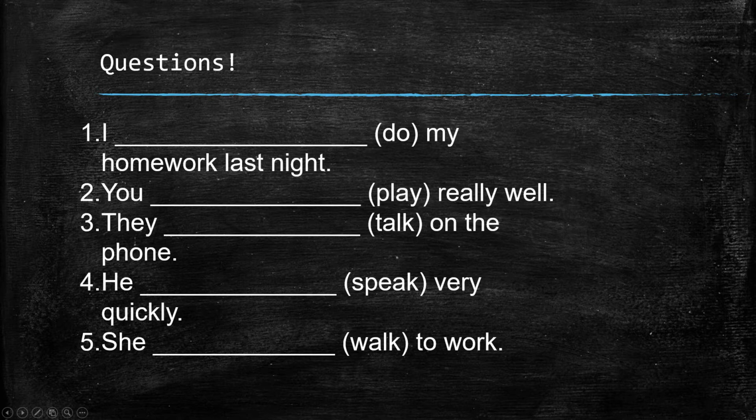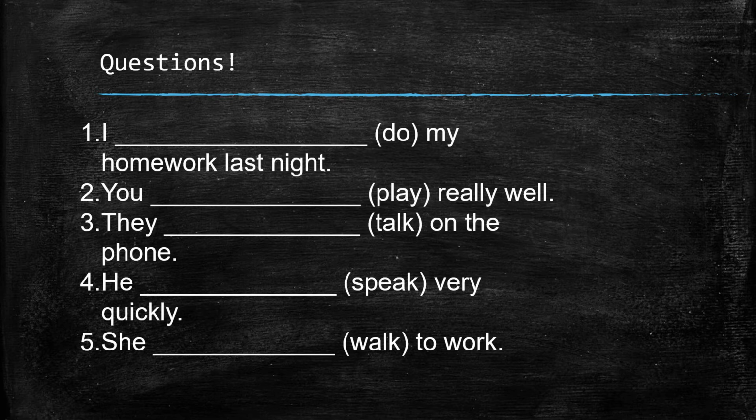Number 4, he. Again, this is the subject. So is it he was, he were? He was. He was speaking very quickly. And the last one, she. She was walking to work.